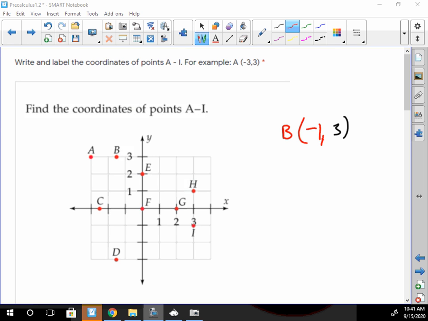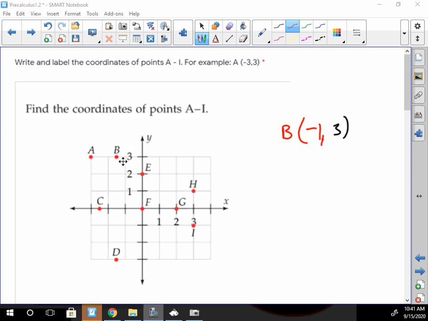This video is going to be made to go over the first homework assignment you were given, 1.1 Real Numbers, Relations, and Functions, Day 1. This was on the Google form. So the first point was given to you. That was A, which was negative 3, 3. We got that by going left 3 and up 3.